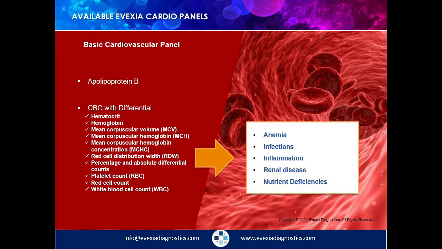Next is the complete blood count with differential. That's going to provide substantial information that assists in the diagnosis and treatment of many conditions such as anemia, infections, cancer of the blood cells, inflammation, environmental toxin exposure, renal disease, liver disease, autoimmune disease, and nutrient deficiencies.